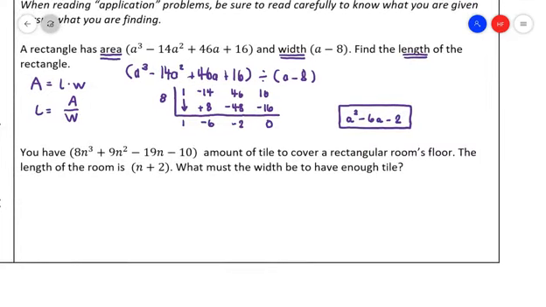And the next one, we have this amount in a polynomial of tile to cover a rectangular room's floor. The length of the room is n plus 2. What must the width be to have enough tile? So again, we're given the area, and we need to find the width. So this time we have width would equal area over the length.